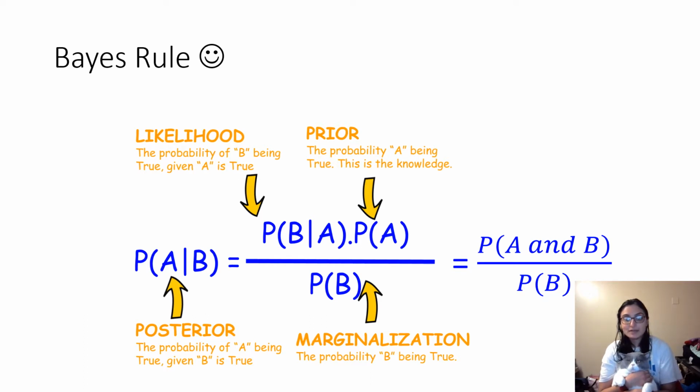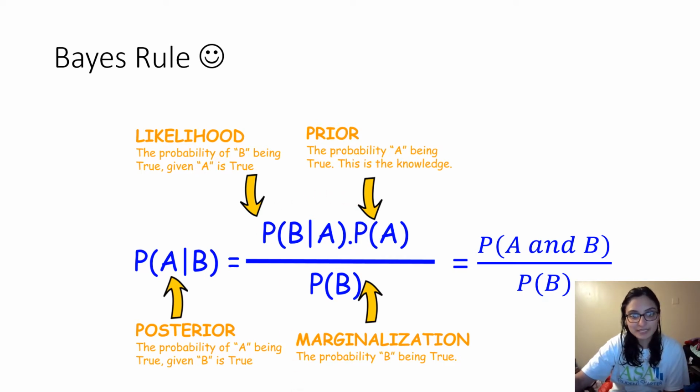It is equal to the probability of B given A multiplied by the probability of A, divided by the probability of B, which is also equal to the probability of A and B divided by the probability of B. In other words, the posterior probability of A being true given that B is true is given by this likelihood, the probability of B being true given that A is true.